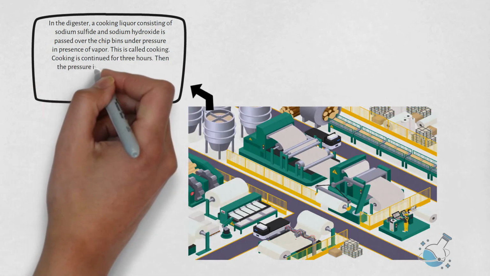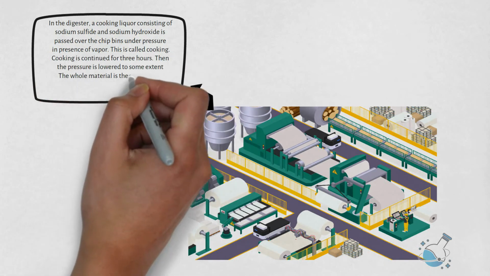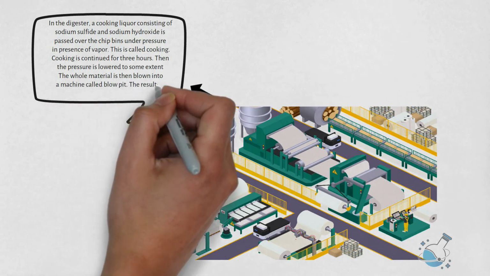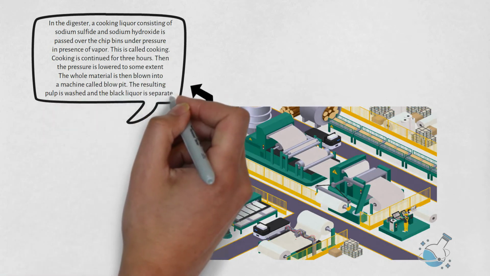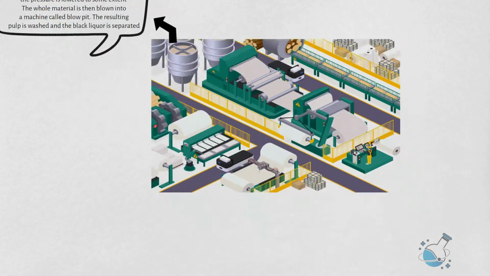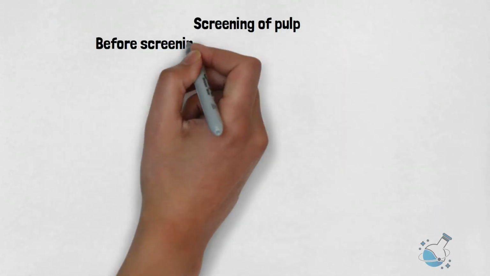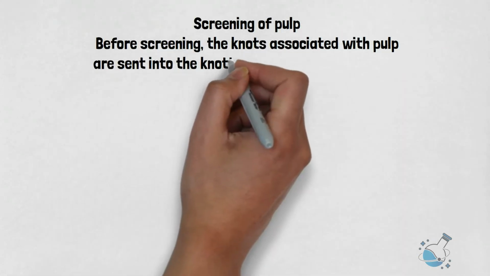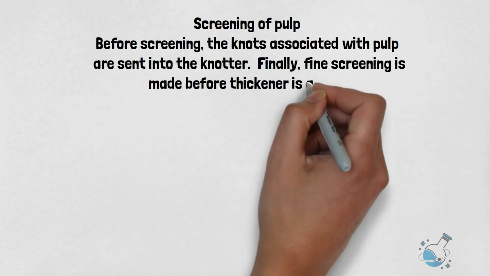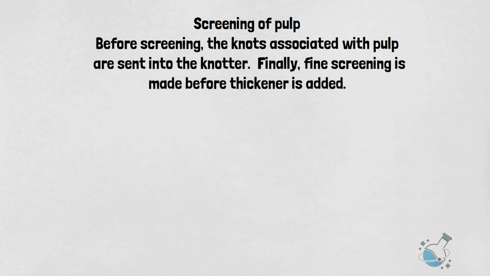Then the pressure is lowered to some extent. The whole material is then blown into a machine called blow pit. The resulting pulp is washed, and the black liquor is separated. Before the screening, the knots associated with the pulp are sent into the knotter. Finally, fine screening is made before thickener is added.